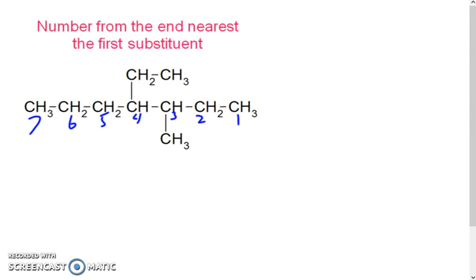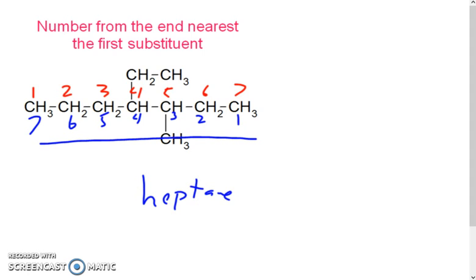Now, if we number it this way, we can see that our functional groups are at number 3 and number 4. But if we number it in the other direction, 1, 2, 3, 4, 5, 6, 7, when we number it that way, our functional groups are at number 4 and 5. Therefore, we're going to go with the blue ink ones. For heptane, we're going to count it from right to left. That gives us the smaller numbers.